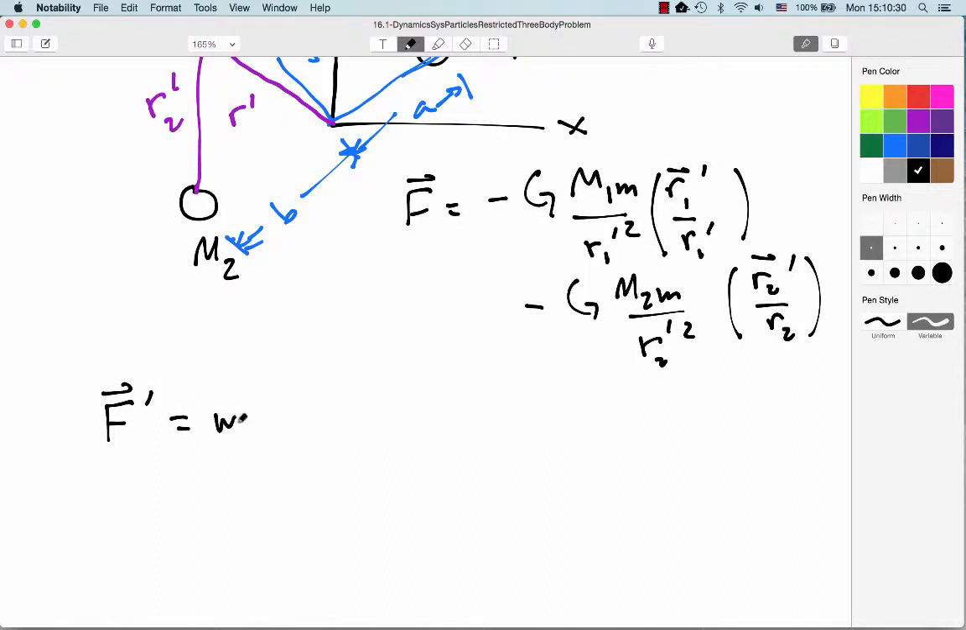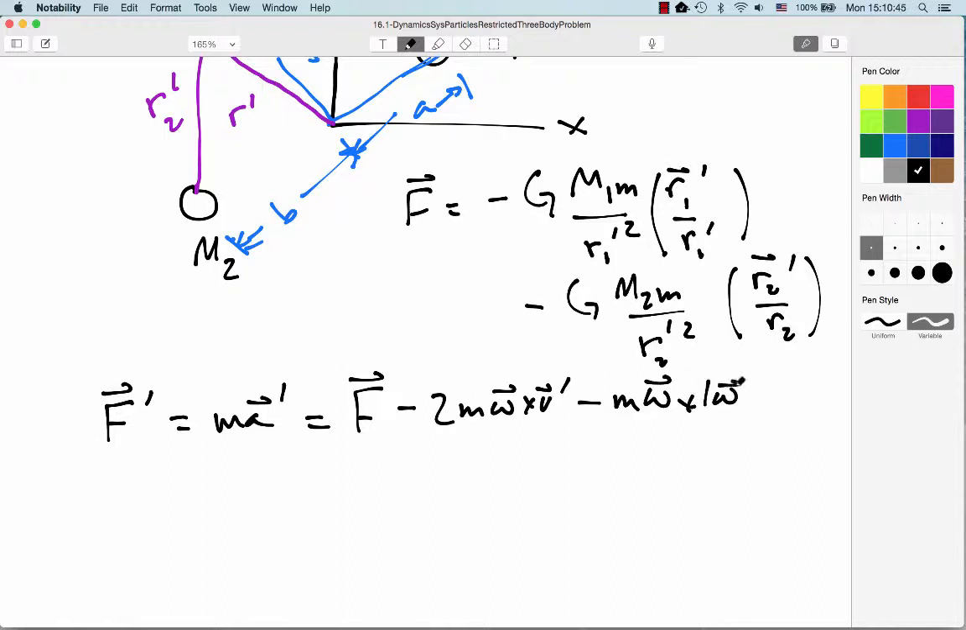Alright, now we are in a rotating coordinate system, so that means we also have to include the fictitious forces. So this will equal m a prime, so this will equal the external forces minus 2m omega cross v prime minus m omega cross omega cross r. And we don't have to worry about the other two fictitious forces because A naught and omega dot are both 0.